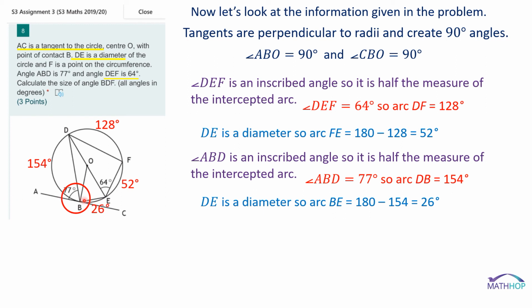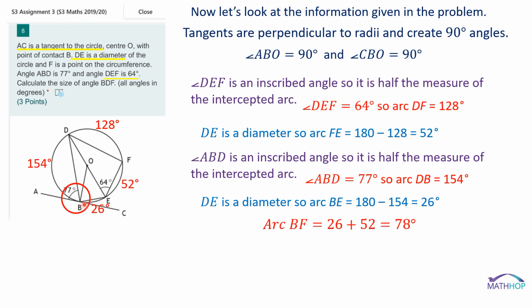Now, remember what we're looking for. When you're doing these problems, you have to always go back and ask, what in the world am I even looking for? What did they ask me for? They asked for the angle BDF. That's that big inscribed angle there. So what you need is arc BF. Well, arc BF is 26 plus 52, because it's BE plus EF all together. So arc BF is 78.